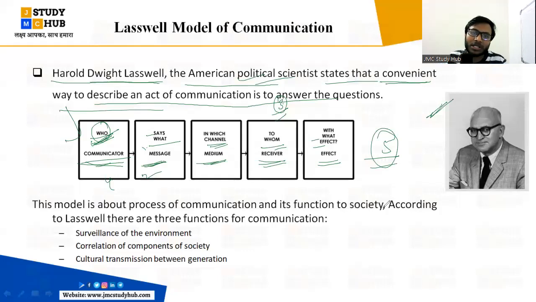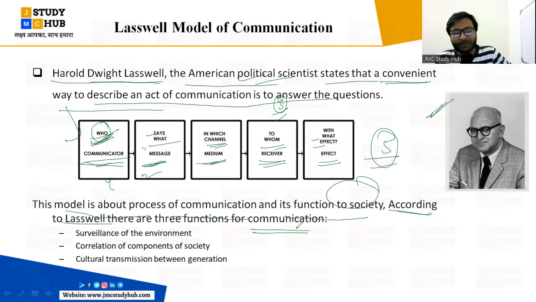He stated this whole communication process in the form of questions. What does this model talk about? This model is about the process of communication and its functions to society. According to Lasswell, there are 3 functions of communication. What are the 3 functions of communication? They are surveillance of the environment, correlation of the components of society, and cultural transmission between generations. Cultures are transmitted.